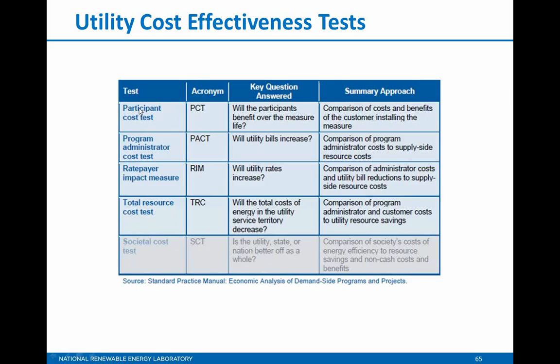From the participant perspective on the one hand, at the other end here we have total resource cost test. It's sort of a societal perspective, although there's an additional societal test that includes some externalities and non-cash sorts of things. We implemented, with the help of E3 in particular, in BEopt the first 4. The societal test is a little fuzzier because of the uncertainty about what value should be attached to externalities. So these are implemented in BEopt.